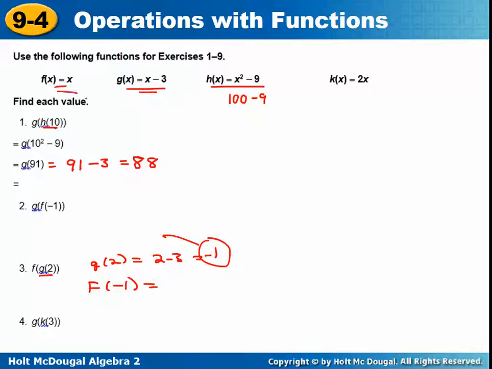So now I go up here. F of x is equal to x. Oh, it's just negative 1. I don't even have to do any work because the x is equal to the x there.